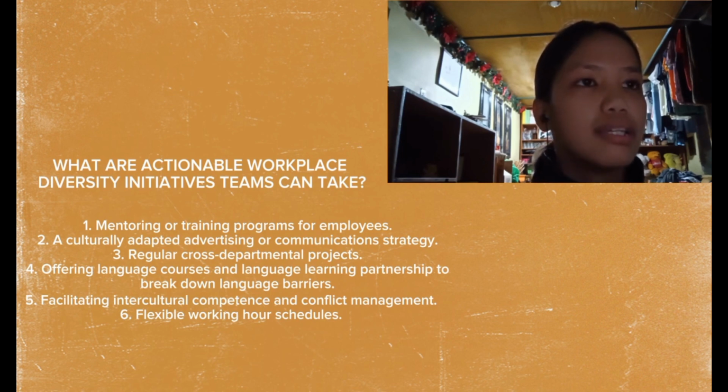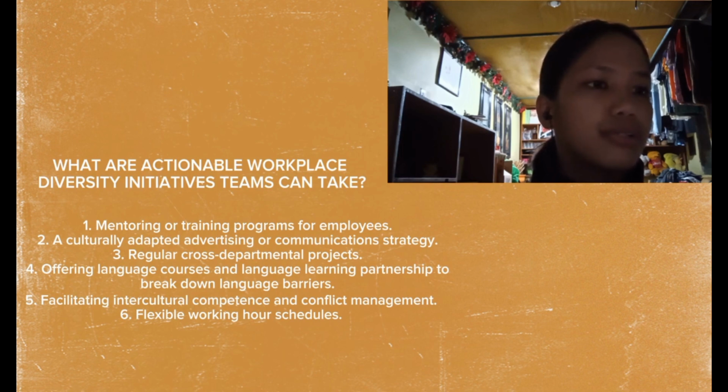And the second is a culturally adapted advertising or communications strategy. This means adjusting to different levels of formality and professionalism in a new workplace or business context. Different cultures may have different expectations regarding the level of formality in business meetings, dress codes, or communication styles.